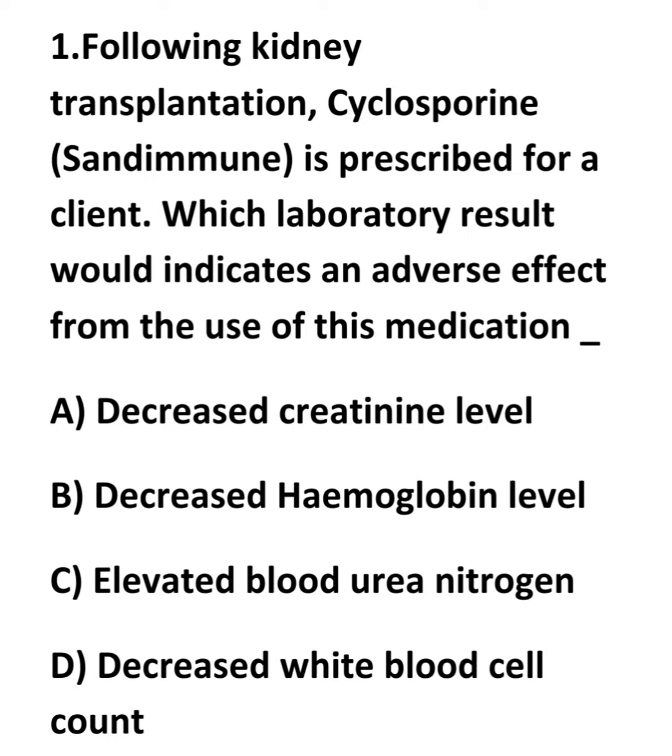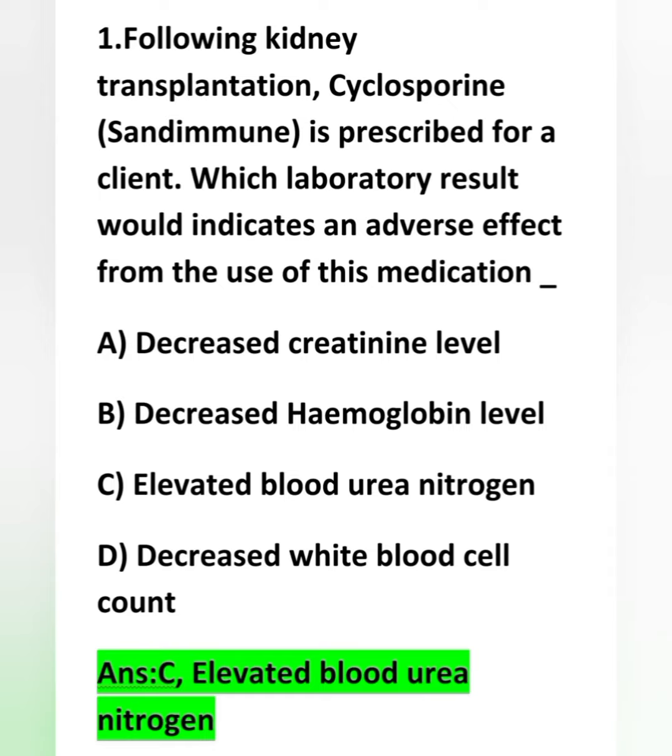Here, while giving cyclosporine to the patient, there is a chance of nephrotoxicity. Nephrotoxicity is evaluated by monitoring for elevated blood urea nitrogen and serum creatinine level. So serum creatinine level and blood urea nitrogen will be elevated if nephrotoxicity occurs. We have to check the nephrotoxicity of the patient. But how will we check? By blood urea nitrogen and serum creatinine level. So option C is the correct answer, elevated blood urea nitrogen.